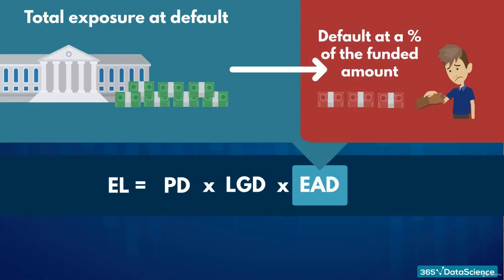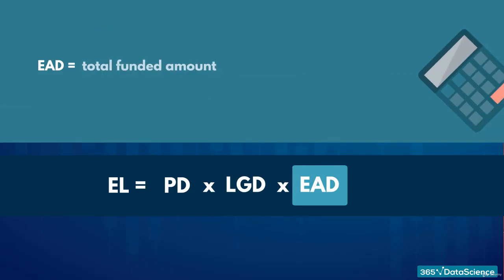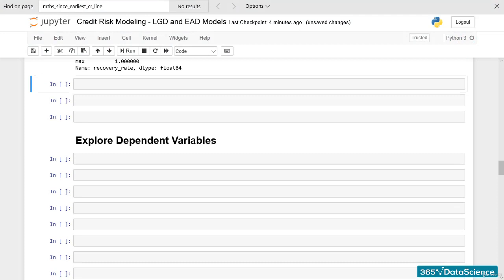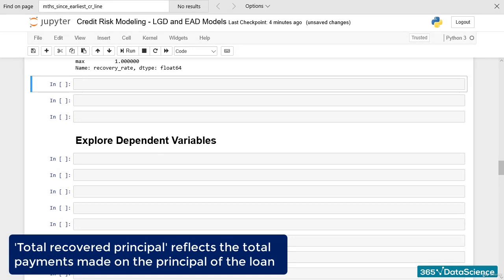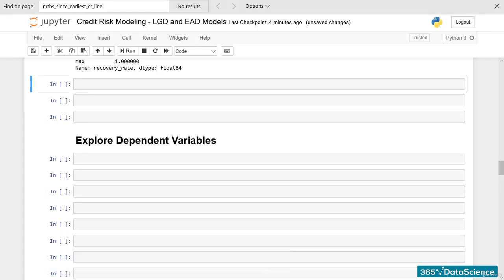That proportion is going to be our dependent variable for the exposure at default model. Most often, the proportion is called credit conversion factor. Then, of course, the exposure at default can be calculated easily because it equals the total funded amount multiplied by the credit conversion factor. Alright. Let's assume that in our data we can calculate that proportion using the total recovered principal column. Naturally, total recovered principal reflects the total payments made on the principal of the loan. Hence, if a borrower defaults, they would only have to repay the funded amount less the payments made on the principal, as this is money they've already repaid.